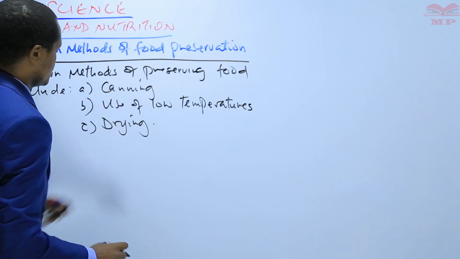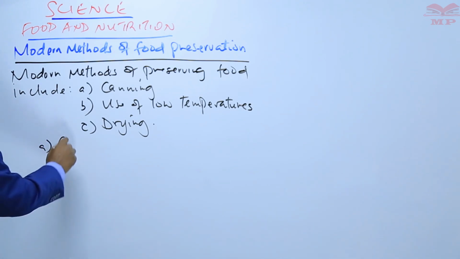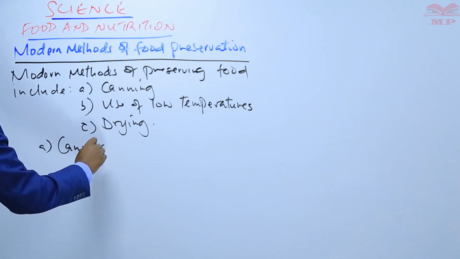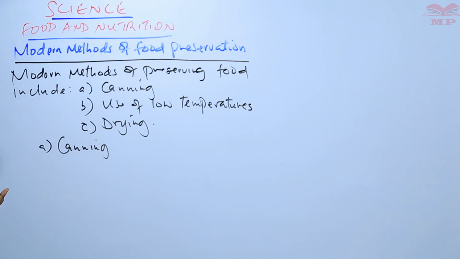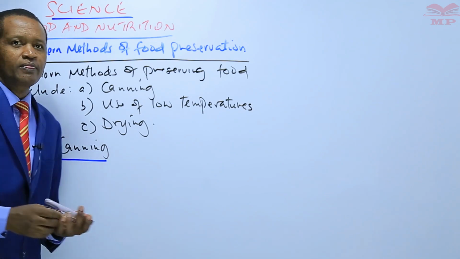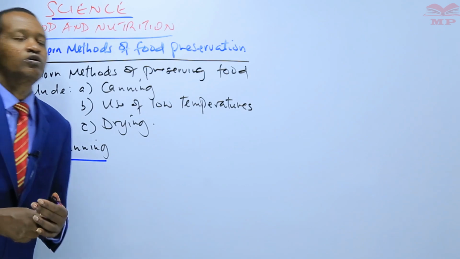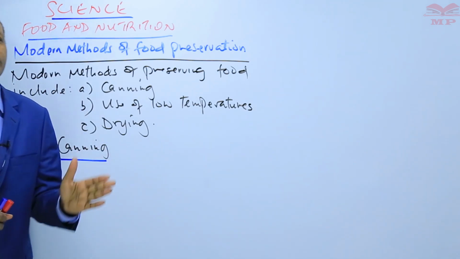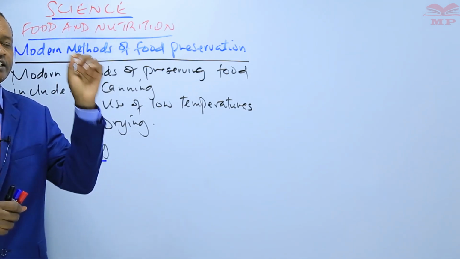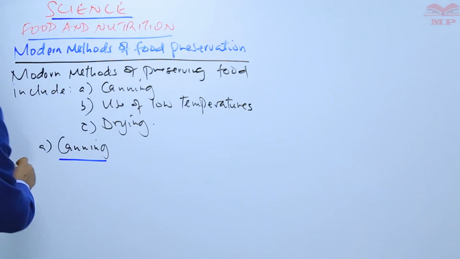So let's first study the first method here, canning. Now, learners, canning is a process of preserving food in sealed tins.